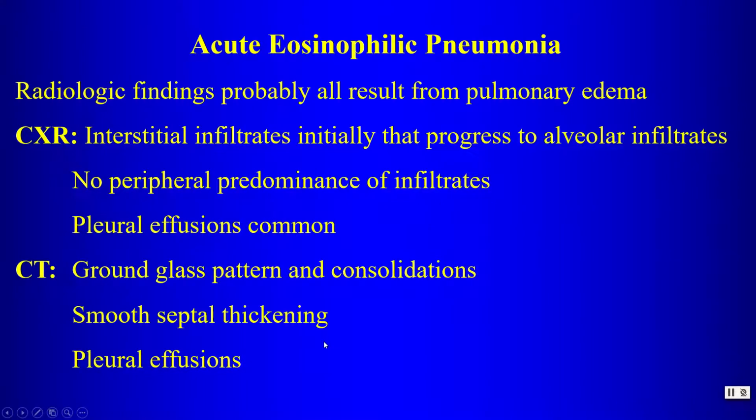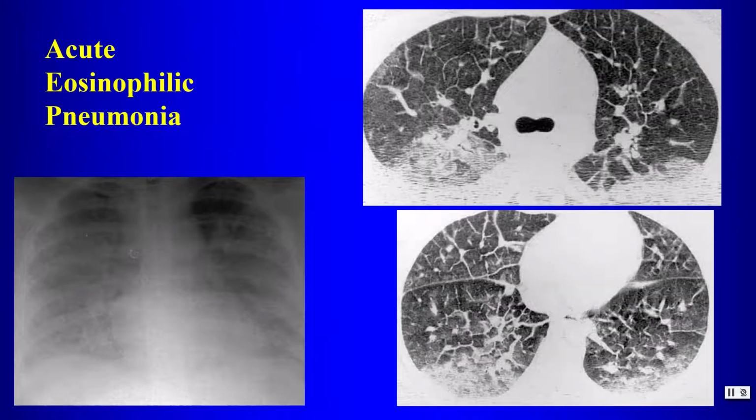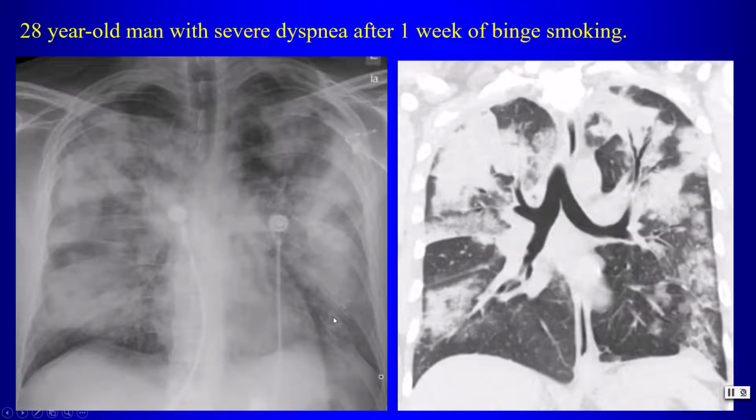So the radiological findings probably result from pulmonary edema, so we will see interlobular septal thickening, ground glass opacities, pleural effusions, but this does not give you a peripheral predominance of consolidations like those other causes of eosinophilic pneumonia we have seen. So in acute eosinophilic pneumonia, bilateral consolidation similar to pulmonary edema, ground glass opacities, interlobular septal thickening, the picture of pulmonary edema.